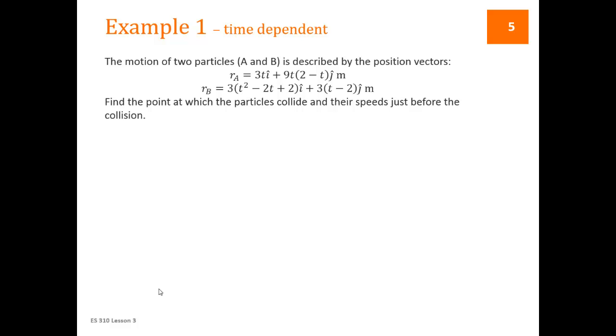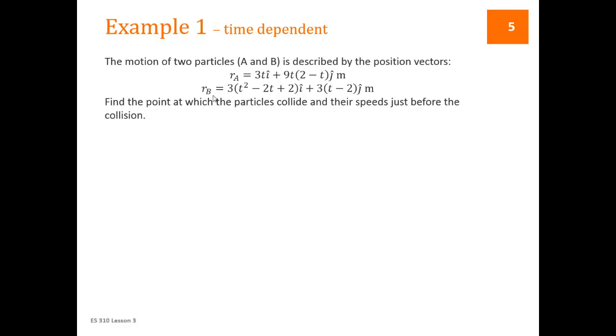So let's take a look at an example. This is a time-dependent example, which means that our position vectors are written in terms of time, t. So we have two particles. We're given vector notation for their positions at any given time. And we're being asked when they will collide, so what time will they collide, and what are their speeds just before they collide. So to figure out when they collide, we recognize that if two particles collide, then their x position and their y position at that time must be the same.